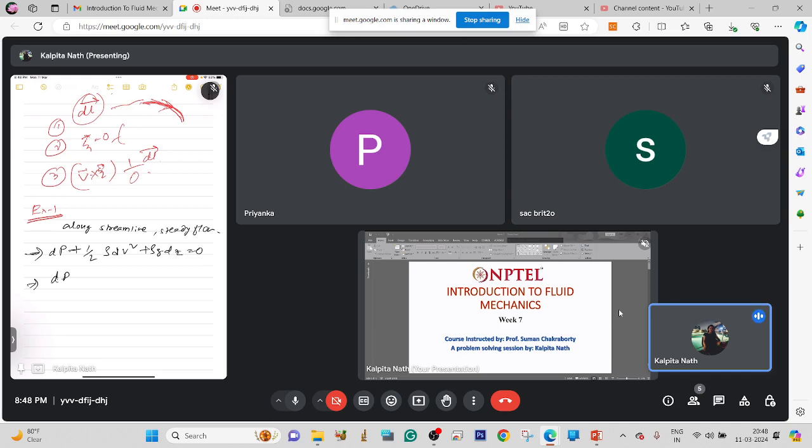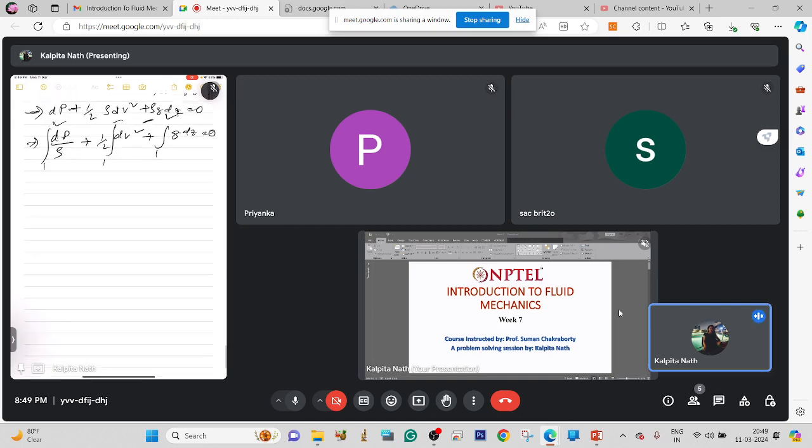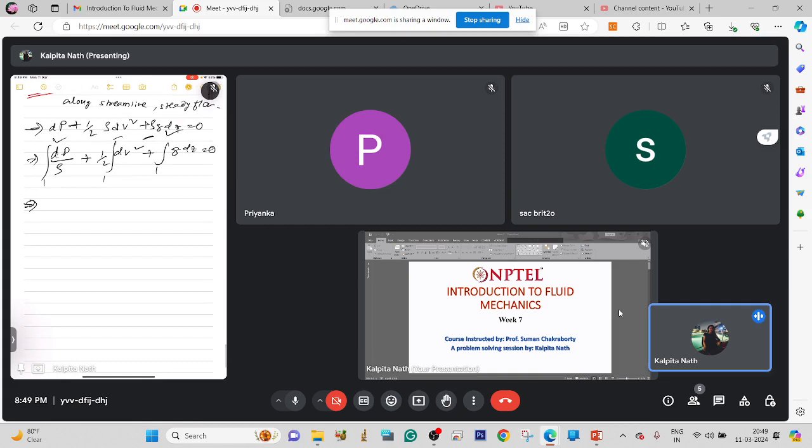If we write it as we just multiplied by density, so dp by rho plus half dv square plus, sorry, the integration of g dz is equal to 0. This is from point 1 to 2. If we sum that up and assume pressure is constant, this will become (P2 minus P1) upon density plus half of (V2 square minus V1 square) plus g (Z2 minus Z1) is equal to 0. This is the Bernoulli's equation.